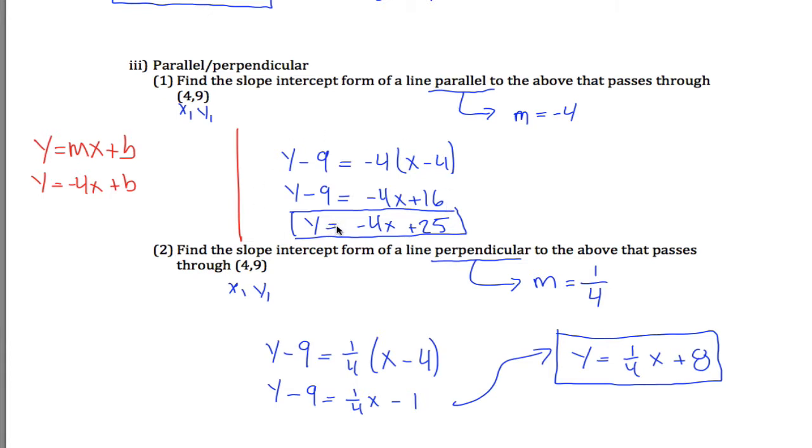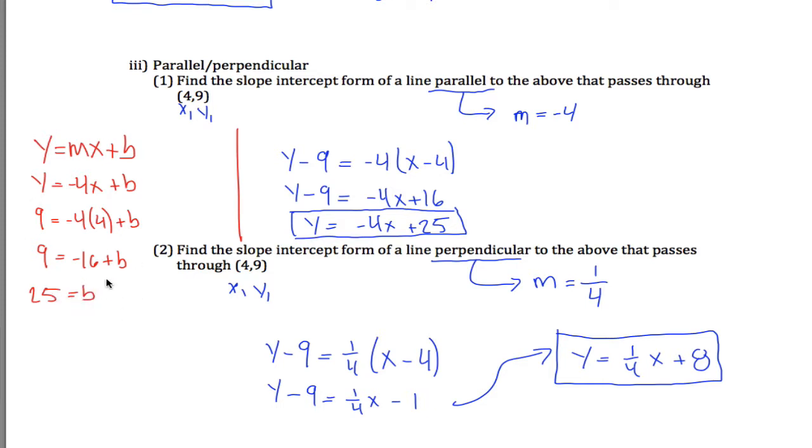The way you can figure out b is, since it goes through this point, when x equals 4, y has to equal 9. So I can plug in 4 everywhere I see an x and 9 everywhere I see a y, and that gives me an equation with only one unknown in it. There's no reason I can't solve this equation for b. Right? 9 equals negative 16 plus b. So if I add 16 to both sides of the equation, I get b is equal to 25.